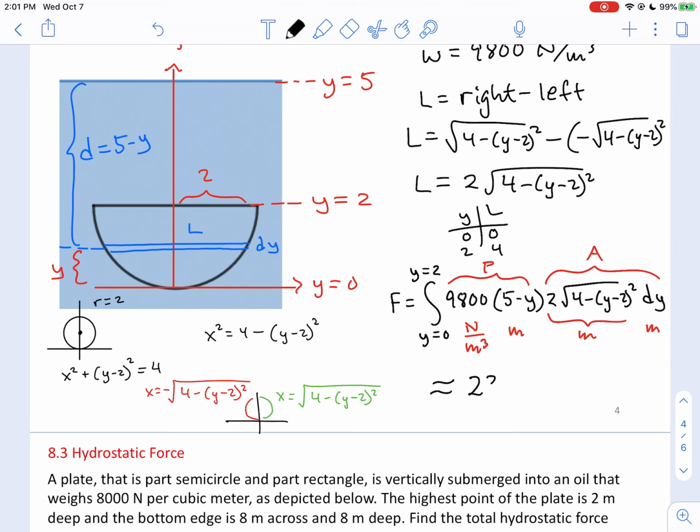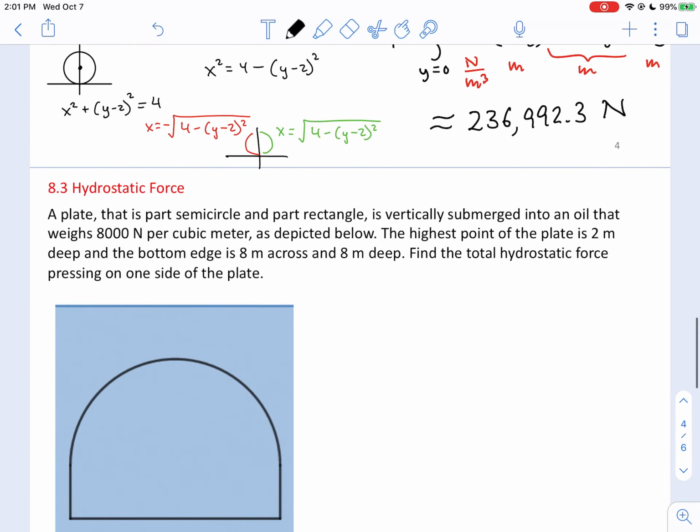Reach for the calculator. You're going to get 236,992.3, and the unit here is newtons. Okay, we just have one more to do.